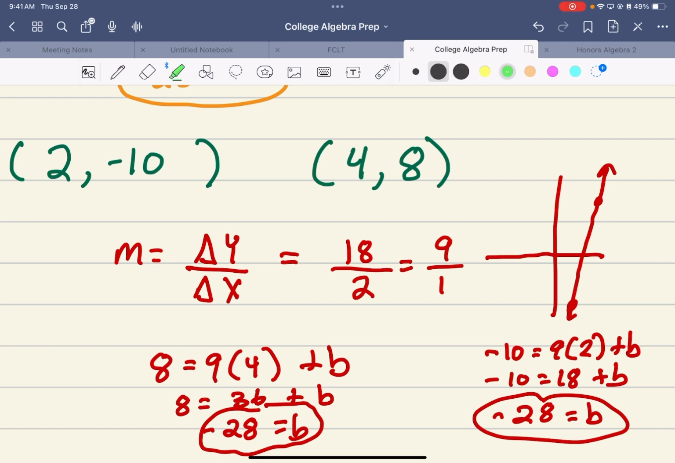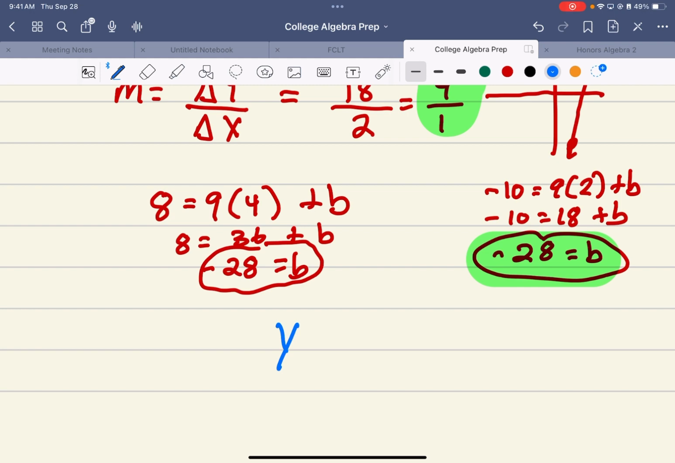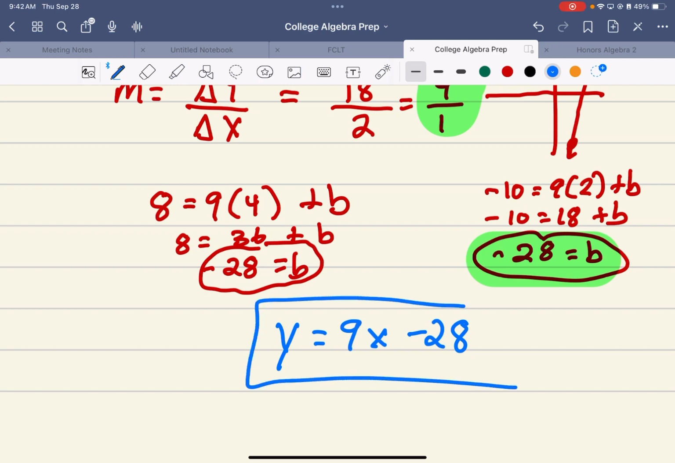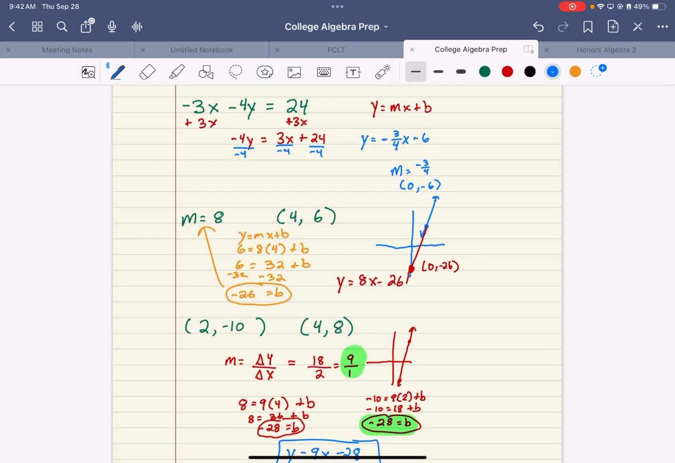So we kind of highlight the ones we need to look at now. There's our slope. There's our b value. Our equation, kind of running out of room. Equation will be y is equal to my slope times x minus 28. There's your solution. And you're done. And again, that graph, it's way down there, as far as where it goes over the y-axis. So those were kind of the first ones we talked about the last couple days.